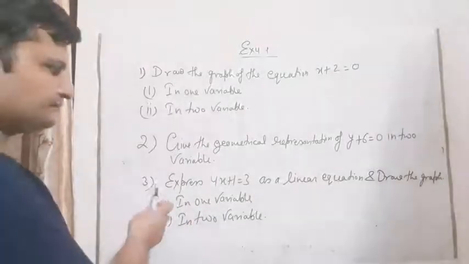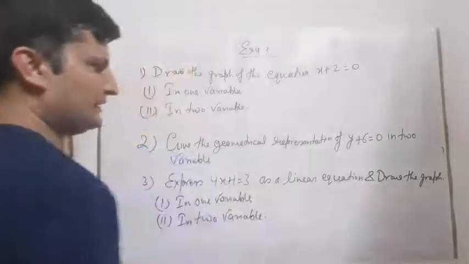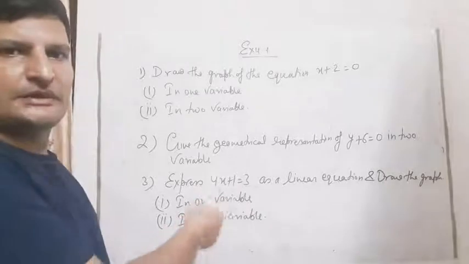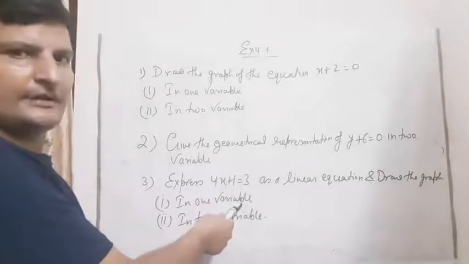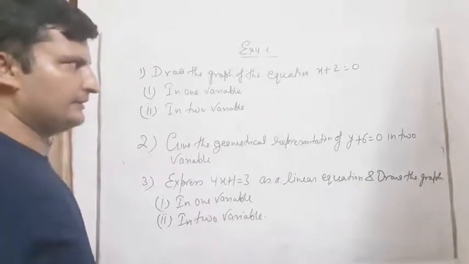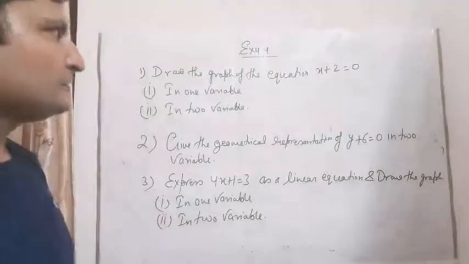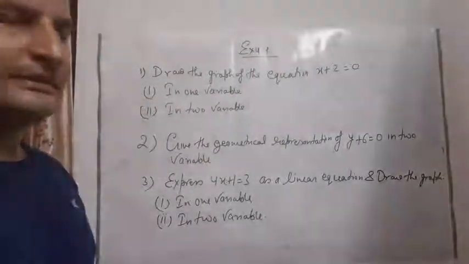Third question is express this equation as a linear equation and draw the graph. First you have to solve this equation: 4x is equal to 3 minus 1, that is 2. Then find the value of x. Then in one variable you can find it, and in two variable you can find it. That's all. These questions we have done today. So chapter 4 is now completed. After that we will start Euclid geometry, chapter number 5.